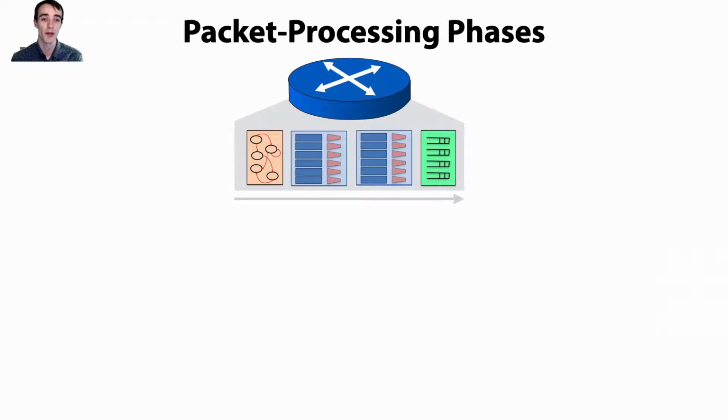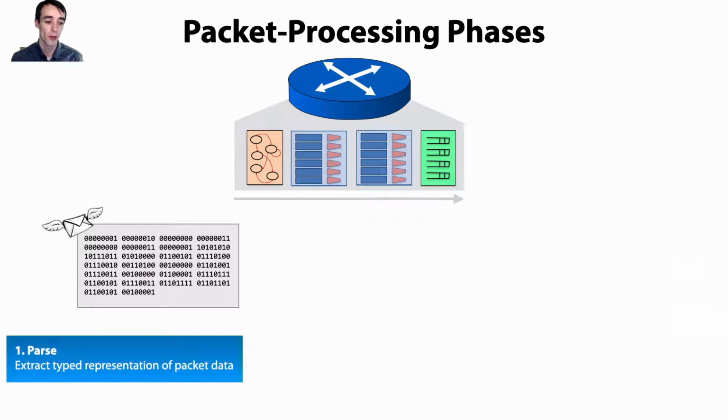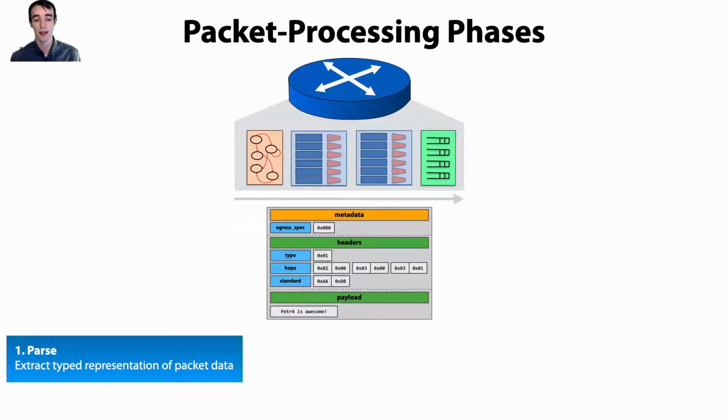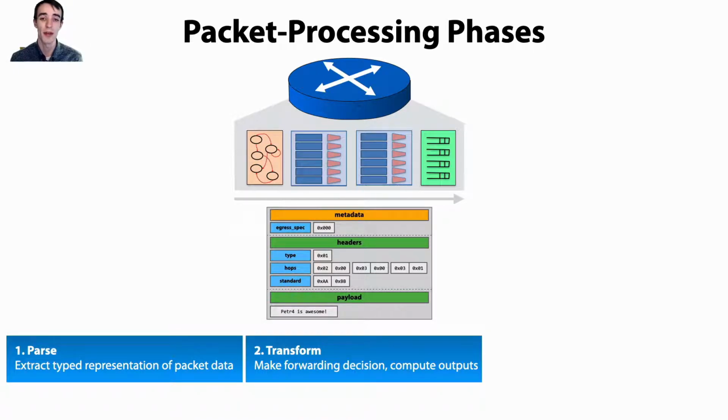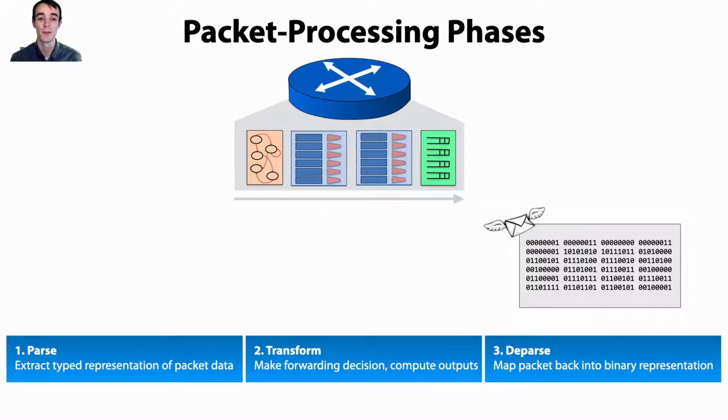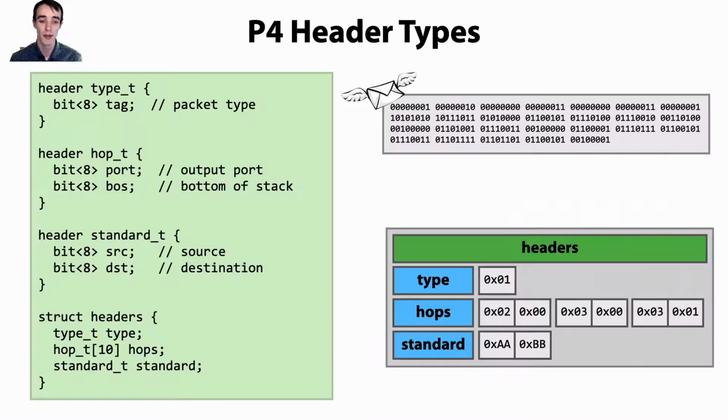We're going to program a packet processing pipeline to implement this functionality. It begins with bits, which are parsed into an internal typed representation. Then we define the business logic, which makes a forwarding decision and modifies headers as needed. Finally, we're going to deparse the packet, turning this typed representation back into a string of bits. Before we define these 3 steps in P4, we need to define our types. Our headers are going to look like a type tag, followed by up to 10 hops, and finally a standard header, which is just a source and destination.